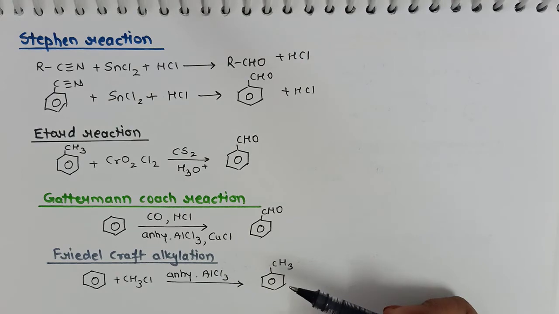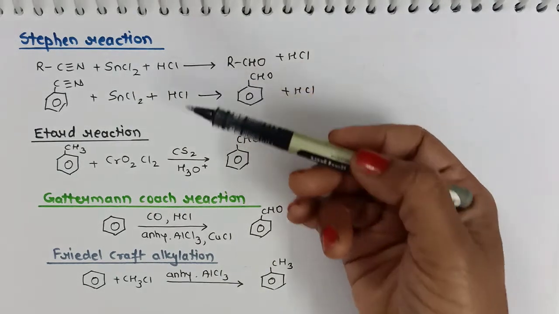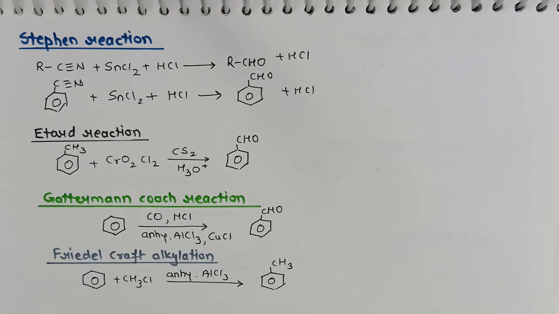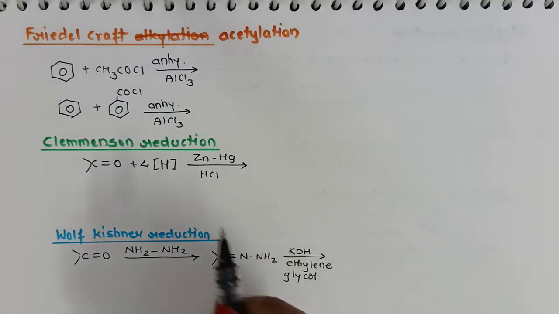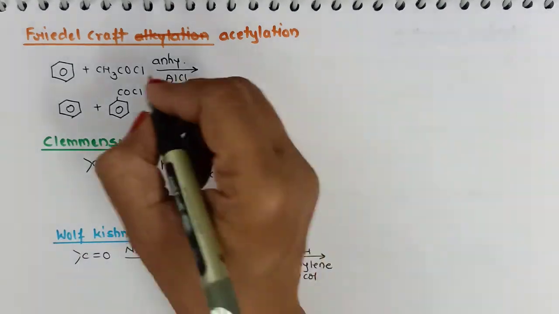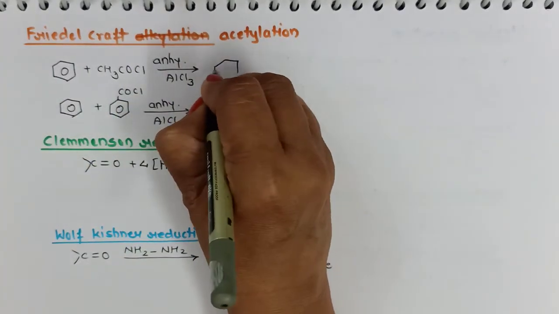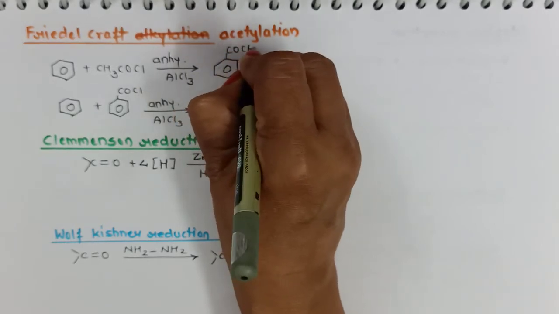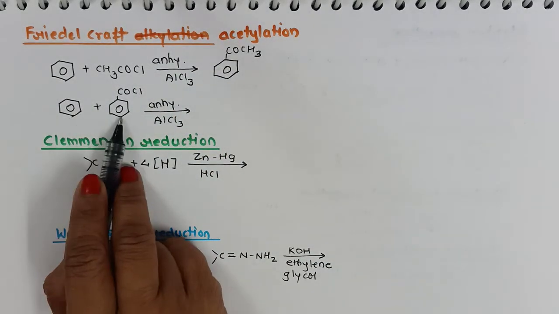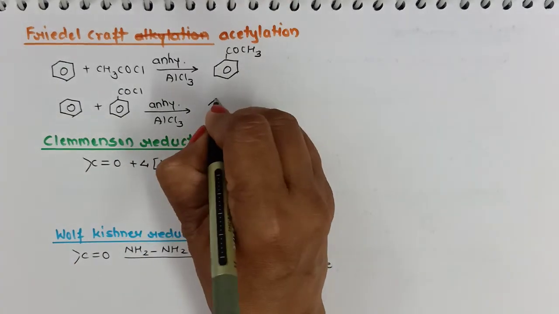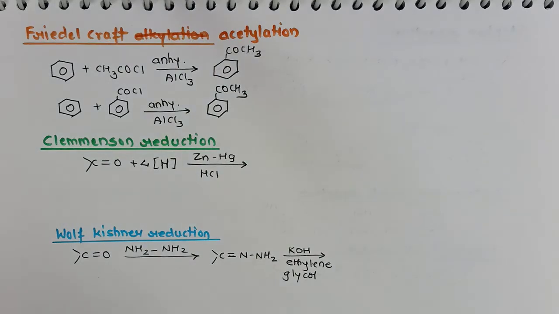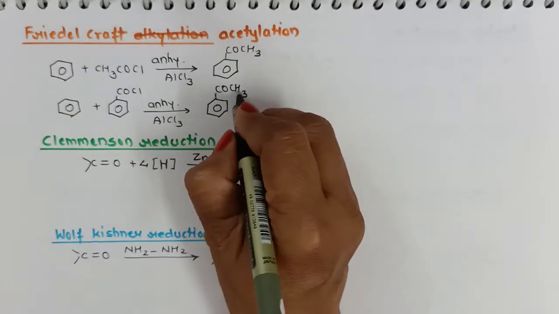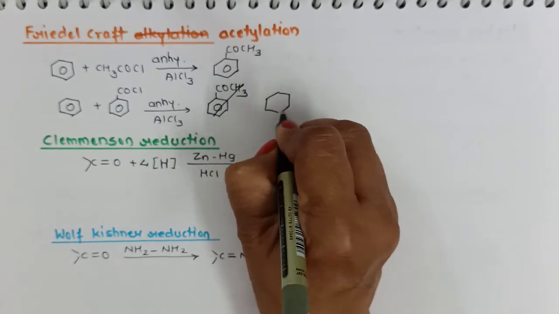So if you look at this reaction, the Rosenmund reaction, Stephen reaction, Etard reaction, Gattermann-Koch reaction, all these reactions are basically methods of preparation of aldehyde. Now Friedel-Crafts acylation reaction. In this, the benzene is treated with acetyl chloride and we get acetophenone as the product. Similarly, benzene, when it is treated with benzoyl chloride, then also we will get acetophenone as the product. So this is a method of the preparation of aromatic ketones. Sorry, in this case not acetophenone, but the benzophenone will be the product.